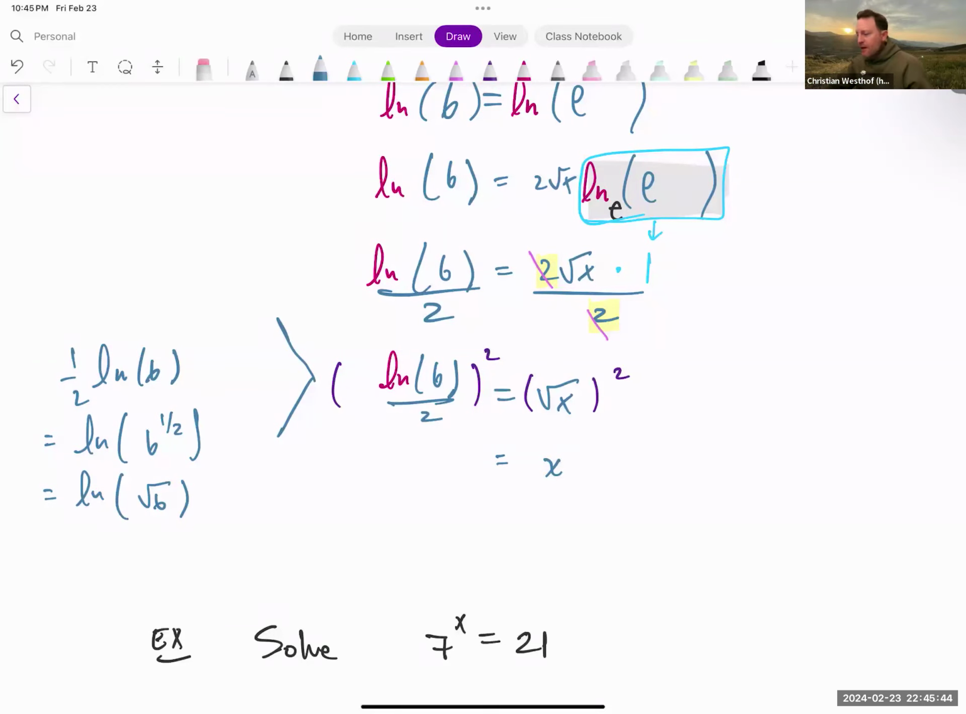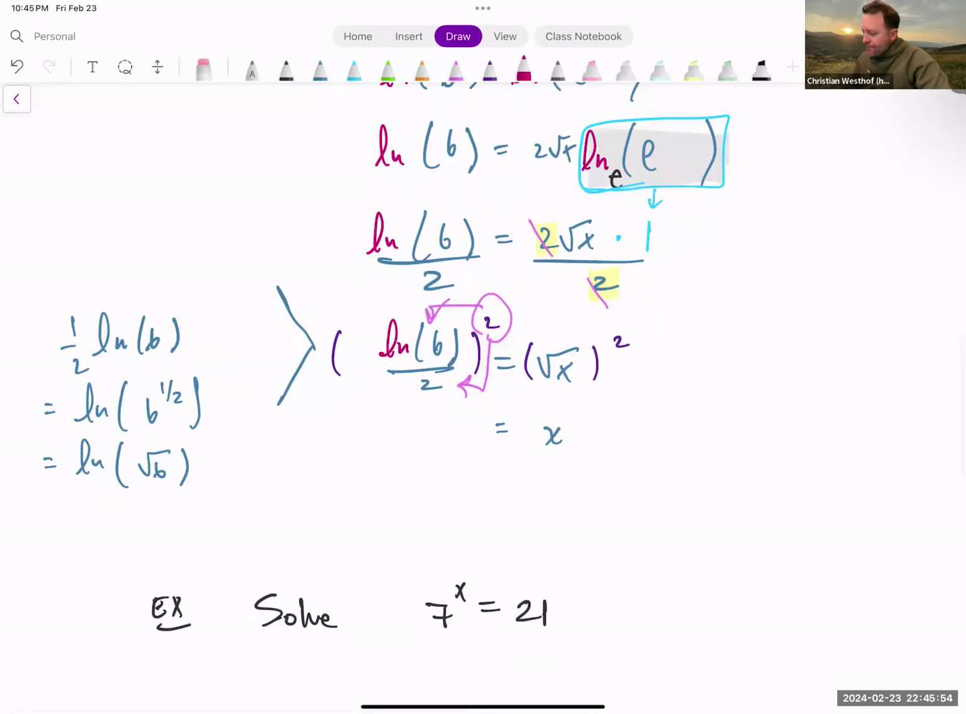And now the exponent applies to the numerator and it applies to the denominator. It squares both things. So we would have natural log squared of 6 over 4. That's what our x is going to equal.